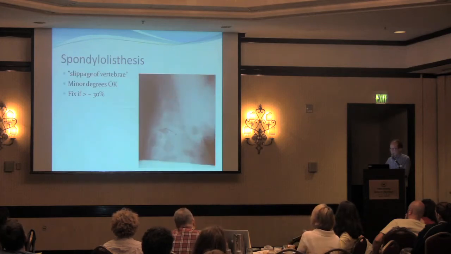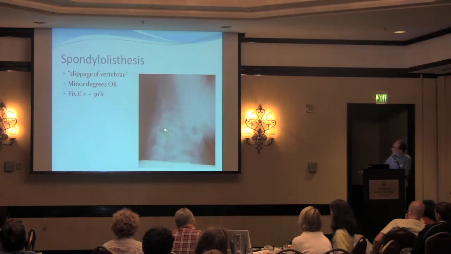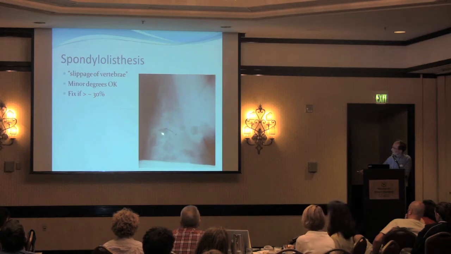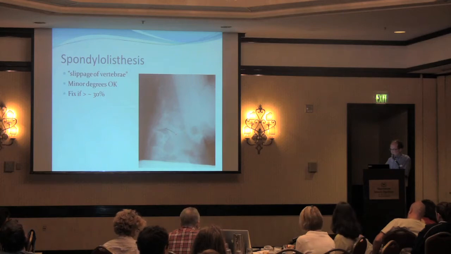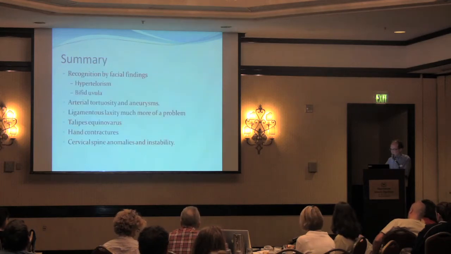Spondylolisthesis is a slippage of the vertebrae. This is an example of one patient in which the vertebra of L5 was slipping forward on the sacrum more than 50%. And typically, if it's more than 30%, we will fix that and stabilize it so that it doesn't continue to get worse.